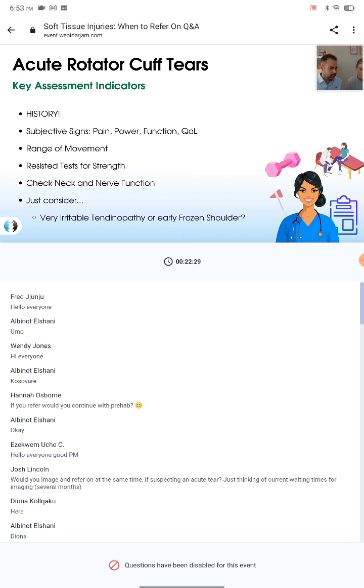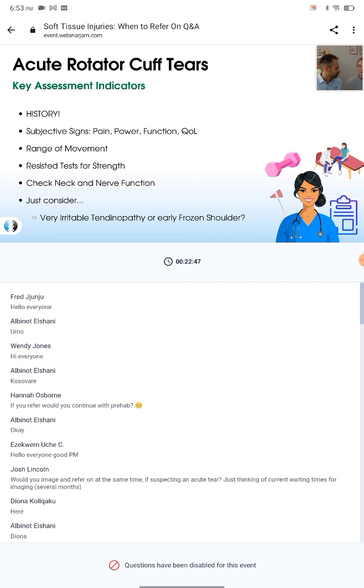But when you've got a clear history of trauma within the age group that we talked about, when they've got reduced active range of movement, normal passive, and reduced strength, you've got to treat it as if it is a cuff tear, in my opinion. And I know we've mentioned here really irritable tendinopathy.